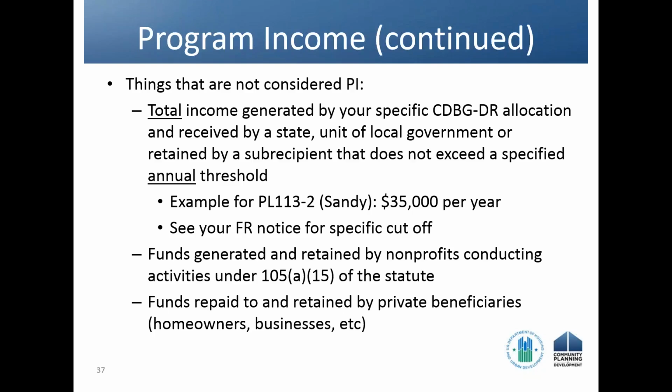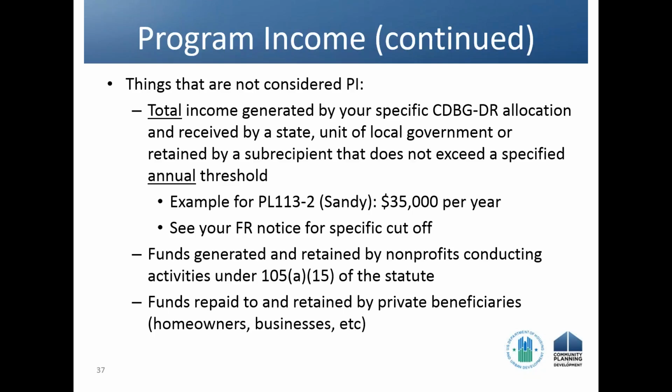And in the state program, that's called a 105(a)(15) activity. And there's a lot more detail about who qualifies, what kinds. It's only nonprofits, and it's only special kinds of nonprofits, and it's special kinds of activities. So if you're thinking about funding nonprofits to do community economic development, neighborhood revitalization, or energy conservation, look at 105(a)(15) of the statute, and it'll give you more guidance on who qualifies and how it works.